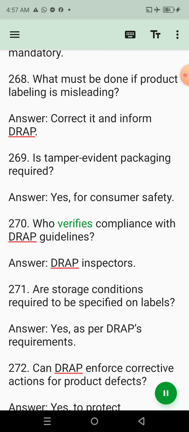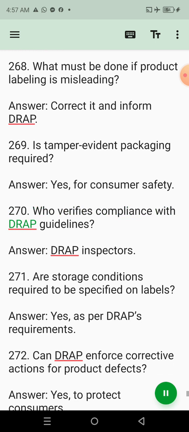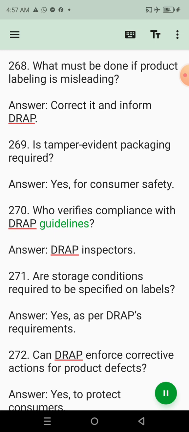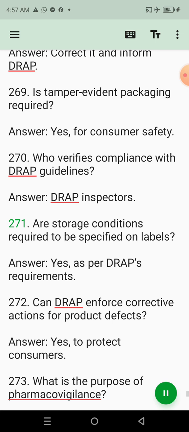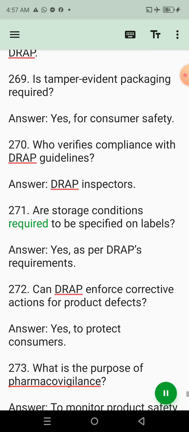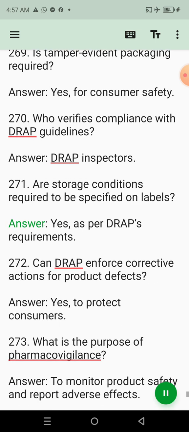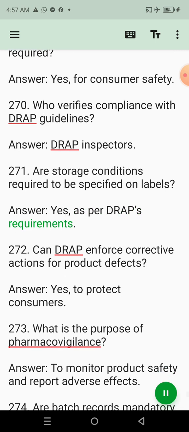270. Who verifies compliance with DRAP guidelines? Answer: DRAP inspectors. 271. Are storage conditions required to be specified on labels? Answer: Yes, as per DRAP's requirements.